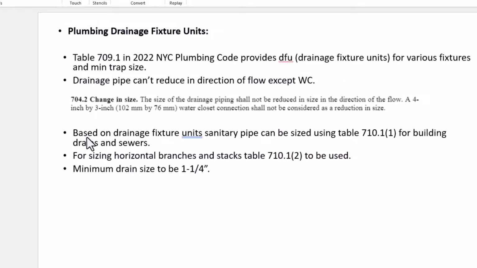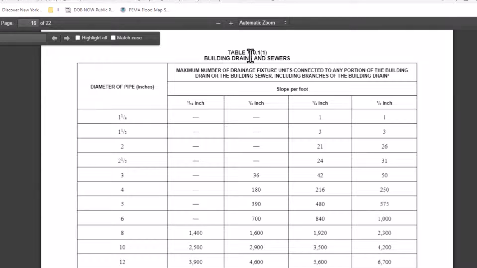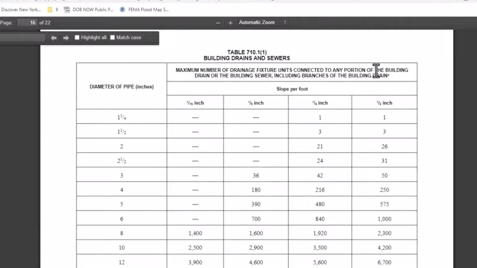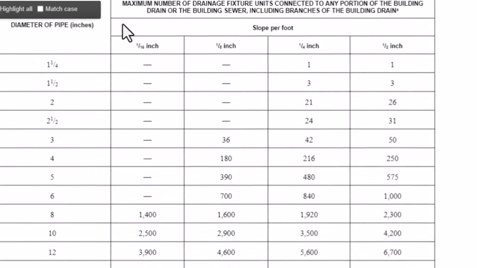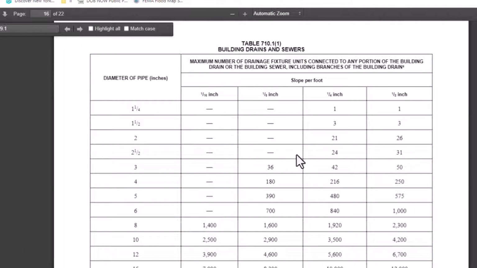Based on drainage fixture units, sanitary pipe can be sized using 710.11, which is this table here. It gives you the maximum number of drainage fixture units that can be connected to any portion of the building drain or the building sewer, including branches of the building drain. So based on the fixture units, you could get the diameter of the pipe required. And that number would change based on the slope. For a given pipe size, you can have more drainage fixture units the higher the slope is.